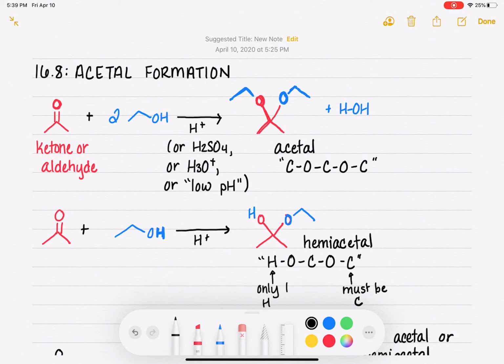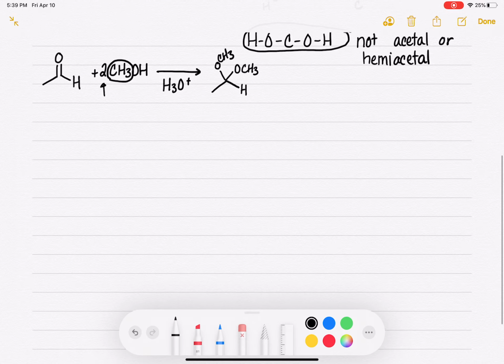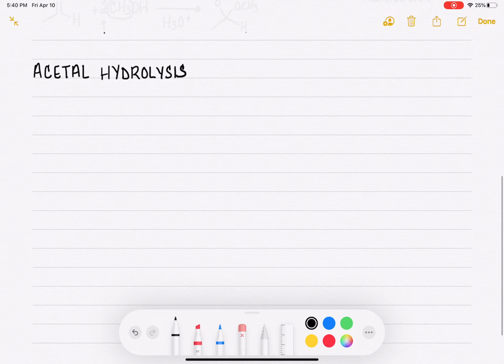We are continuing along in section 16.8. We have one last thing to talk about in this section. The last thing that we want to talk about is acetal hydrolysis, or you might see this written as hydrolysis of an acetal.